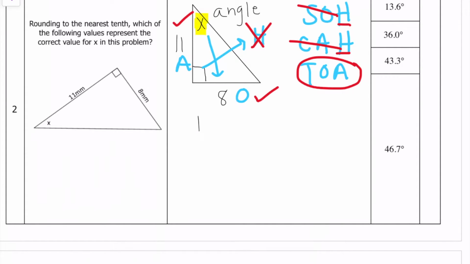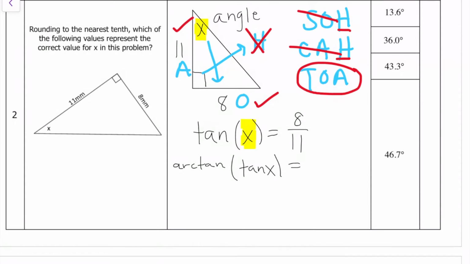Now we need to write out the tangent formula. Tan of the angle, which we are looking for, equals opposite over adjacent, which is 8 over 11. So we need to get x by itself, and to do this, we need to take the inverse of tan, which is arctan. Arctan and tangent are the inverses of each other, so they will cancel each other out. We need to apply arctan to both sides of the equal sign.